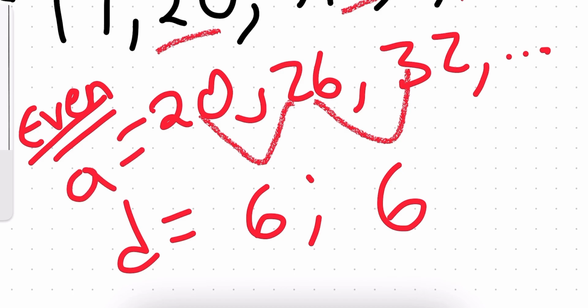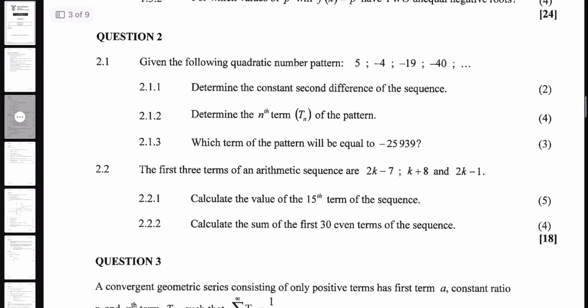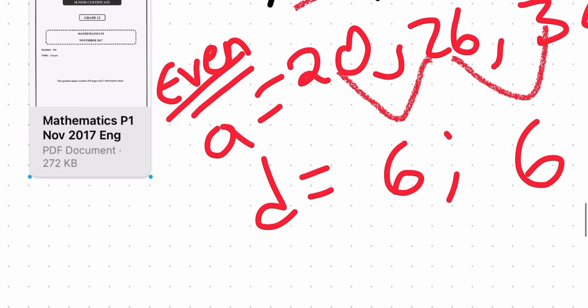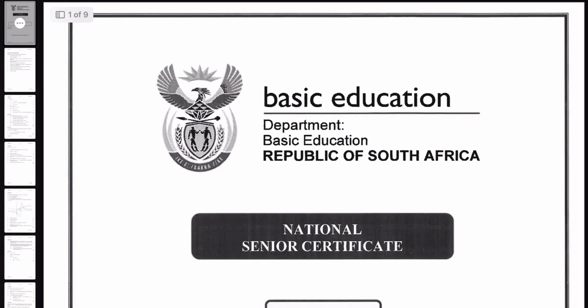What is the question saying? Before we lose our train of thought again, let's go back to the question. What are we calculating? It says calculate the sum of the first 30 even terms of the sequence. So we're given an n here. Your n is equal to 30. They're saying we're calculating a sum.